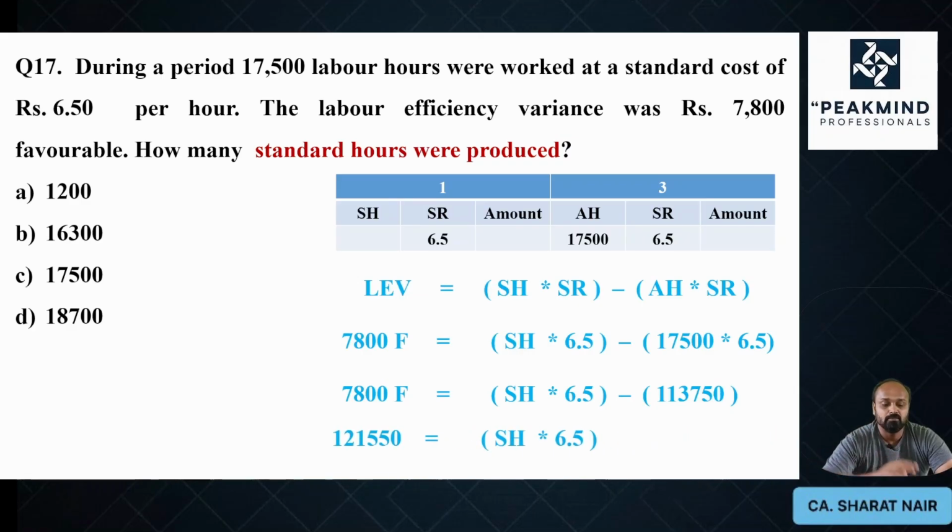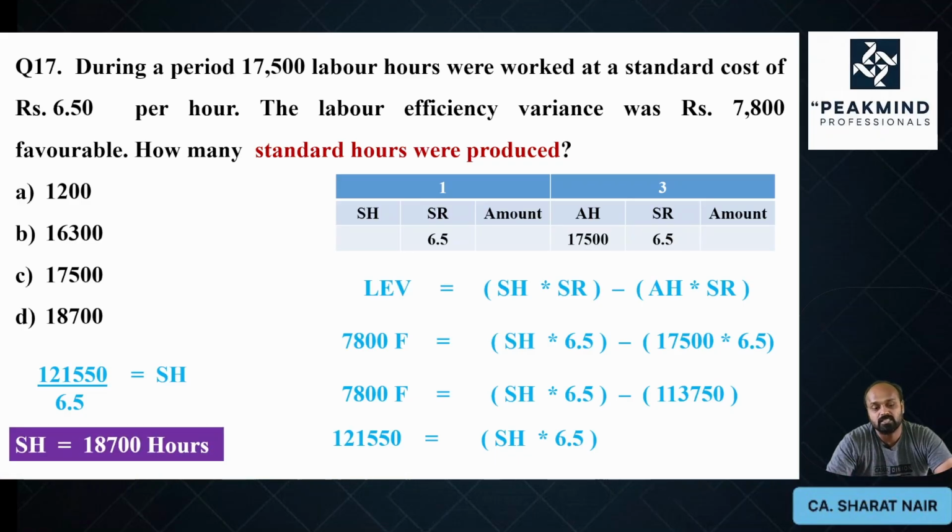So further simplifying it, 1,13,750 plus 7,800 will be 1,21,550 is equal to 6.5 SH. Now the final simplification, 1,21,550 divided by 6.5 is equal to standard hours. So the correct answer here is 18,700 hours. So the correct option is option number D.